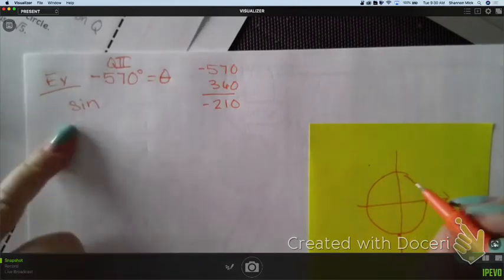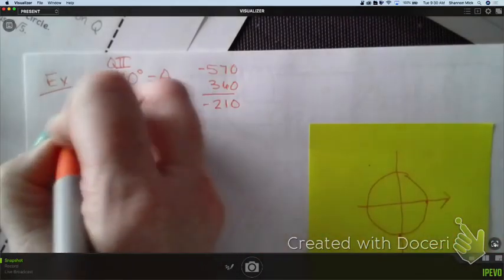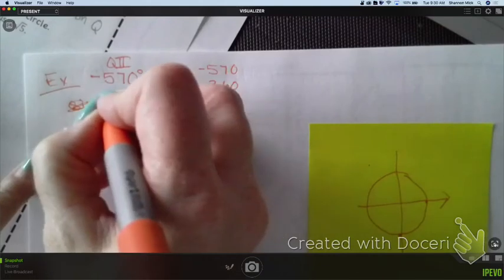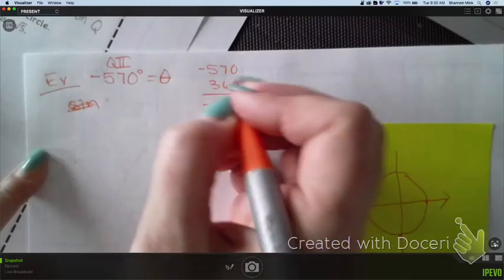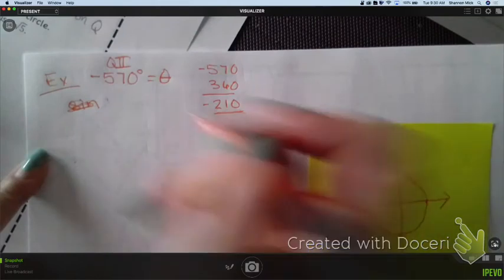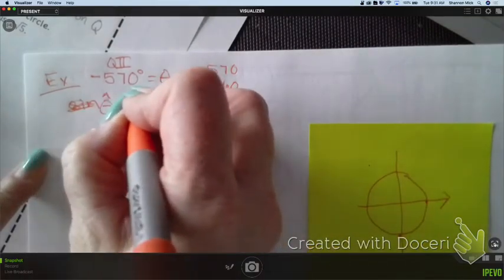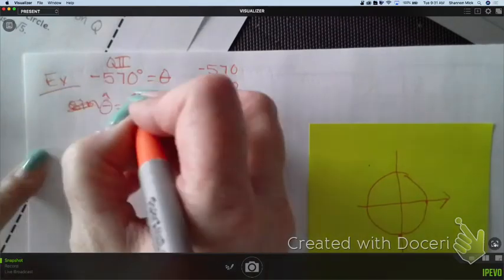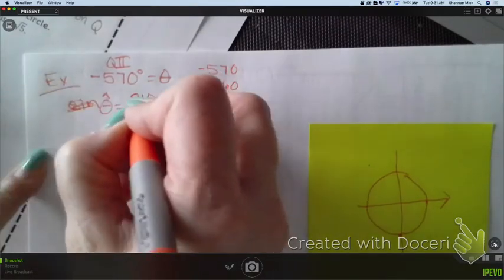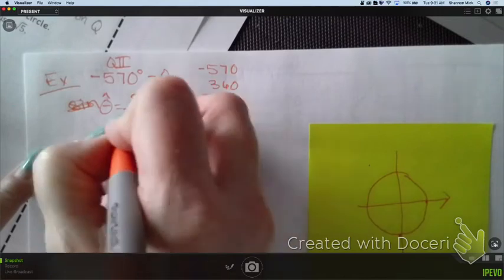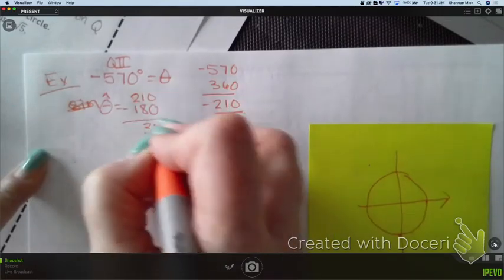Okay. And now I need the reference angle. Probably should do that before I even do this. So we got that this was negative 210, yes? So the reference angle is going to be 210 minus 180, right? 30. 30? Yeah. Okay, so the reference angle is 30.